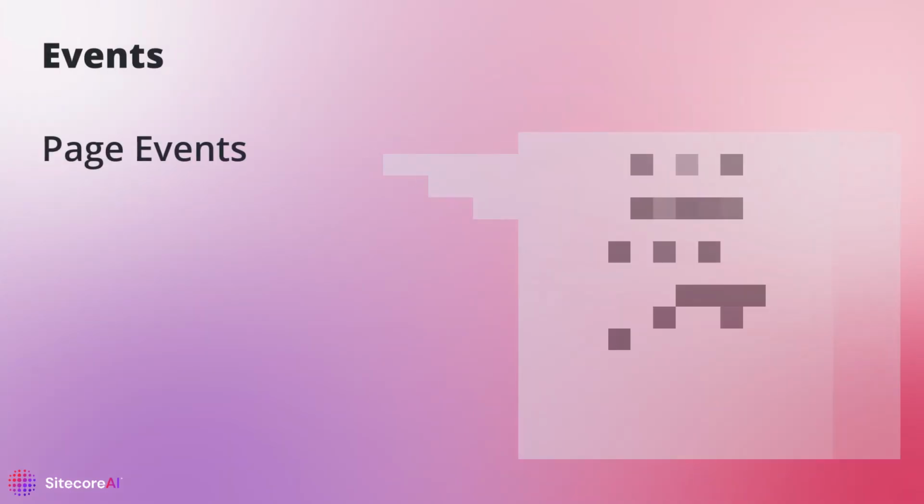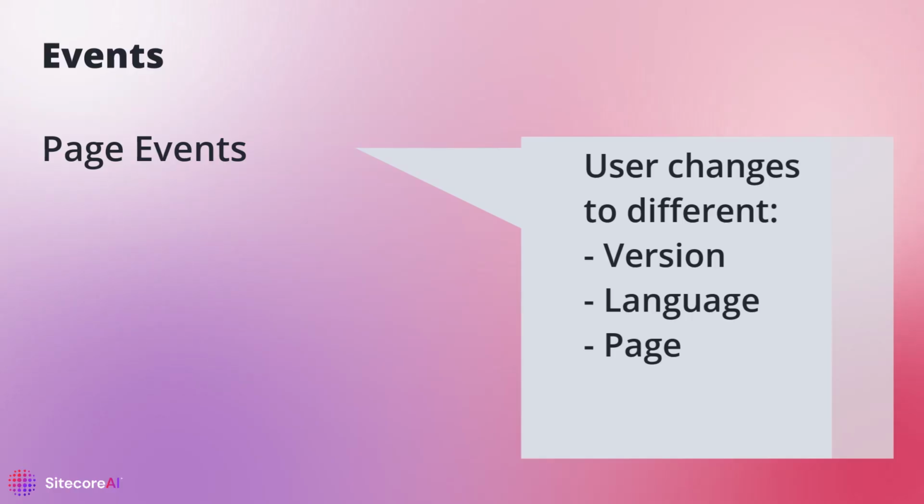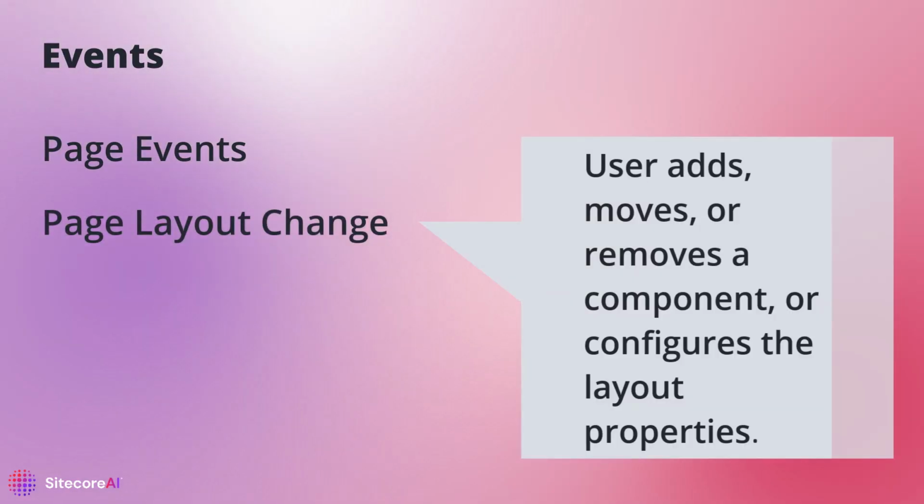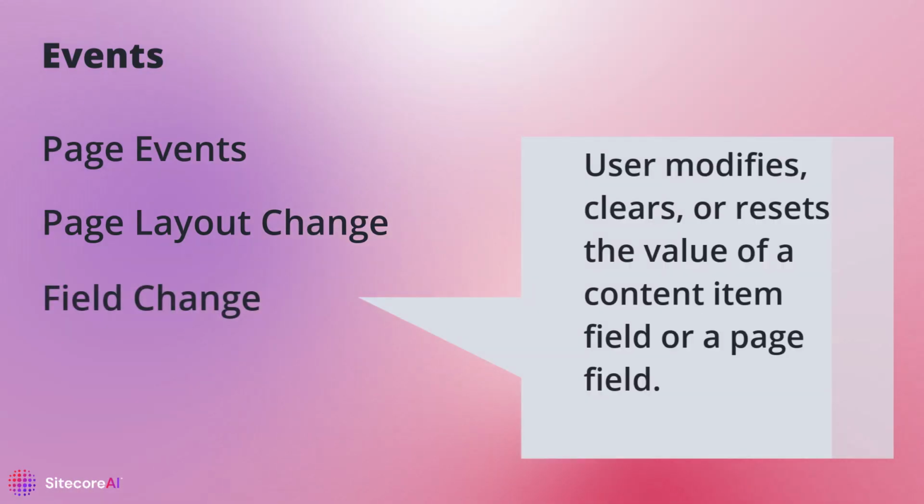Page event. This way, your app receives real-time updates when the Sitecore AI user changes to a different version or language of the current page or opens a different page. Page layout change. A layout change occurs when, for example, the Sitecore AI user adds, moves or removes a component or configures the layout properties of the component. And field change. A field change occurs when, for example, the Sitecore AI user modifies, clears or resets the value of a content item field or a page field. All these are applicable to the page builder only.